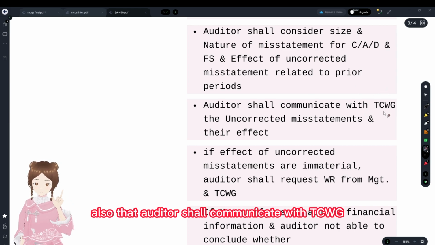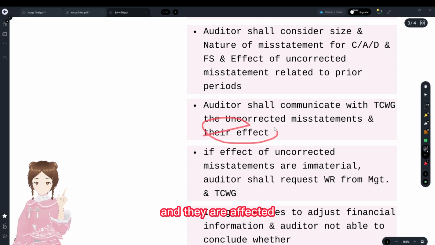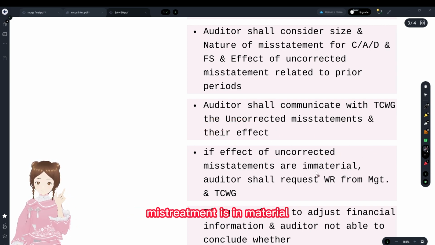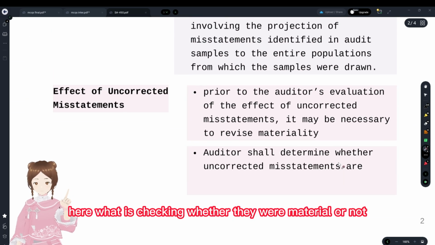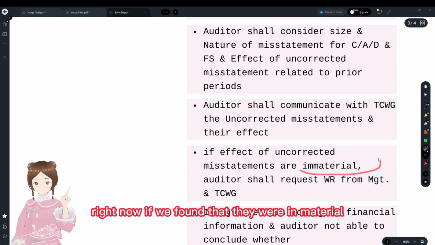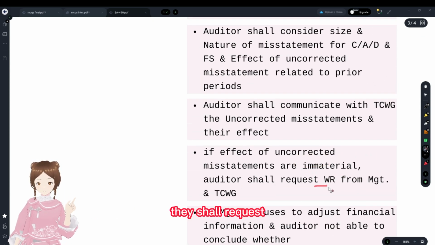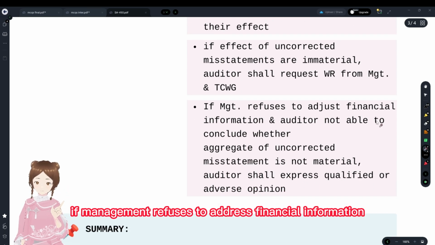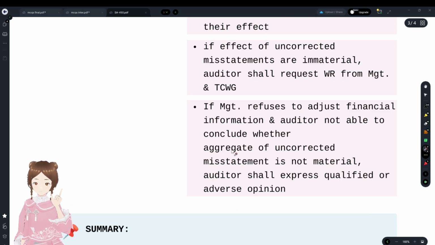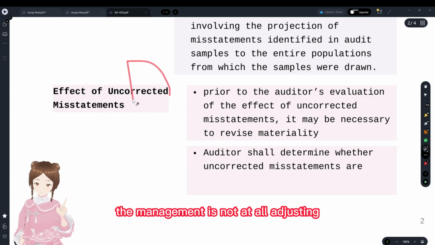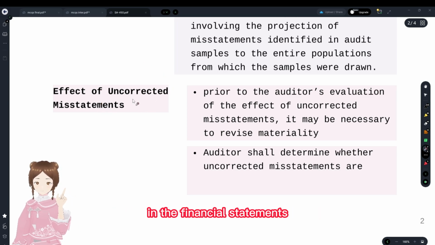Then the auditor shall communicate with TCWG and their effect. Here comes the communication part. If the effect of the uncorrected misstatement is immaterial, here what he is checking is whether they were material or not, right? Now if he found that they were immaterial, they shall request the written representation from management, if management refuses to adjust the financial information. That is what they were. That is why they were called uncorrected misstatements. The management is not at all adjusting in the financial statements.